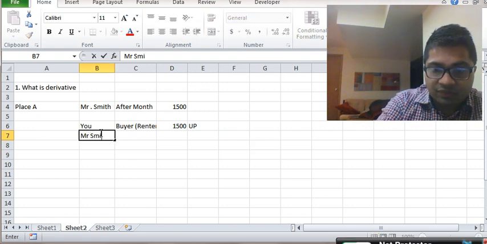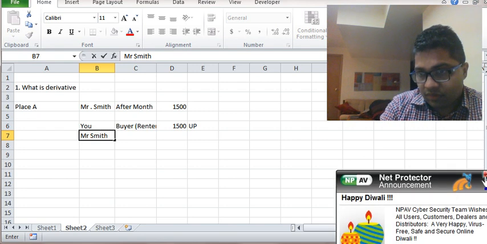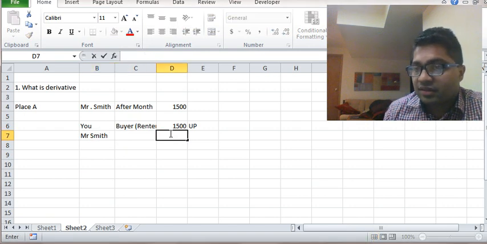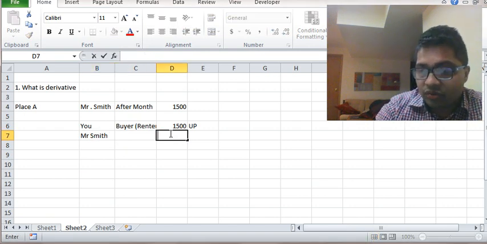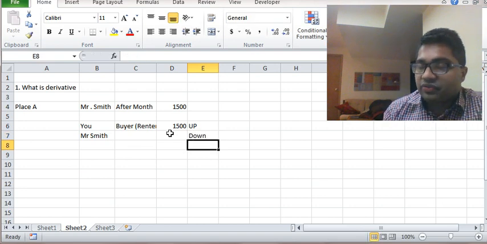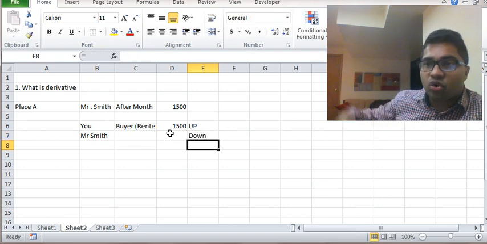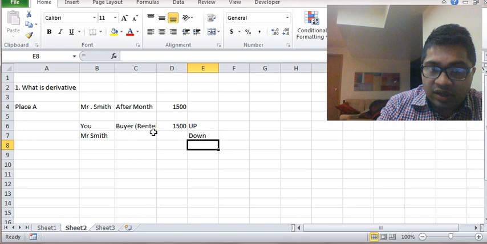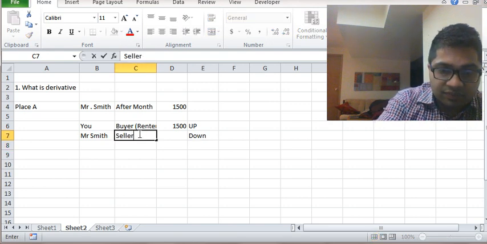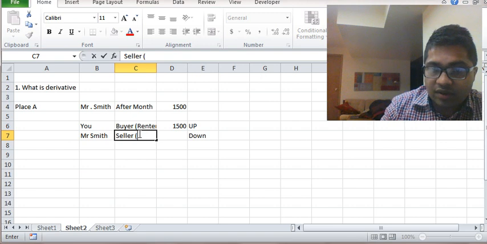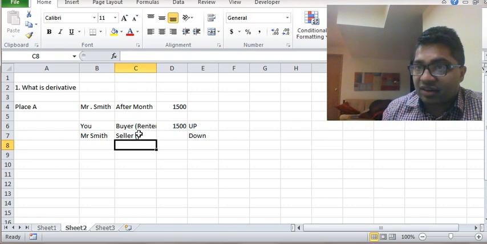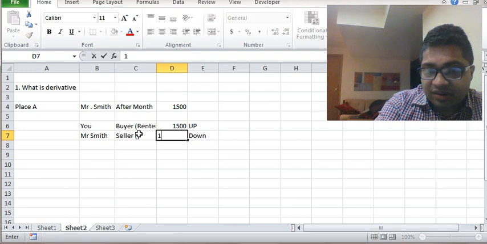Mr. Smith, the risk is that rent may go down. Currently he is able to rent at $1,500, but rent in the market may go down and he may have to rent it at a lower price. So as a seller, he has the risk of price going down. He may get 1,500 right now, but in future the price may go lower than 1,500.